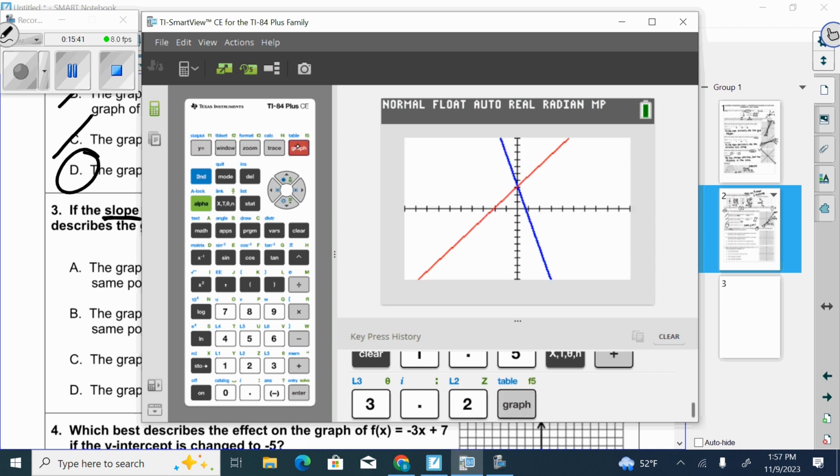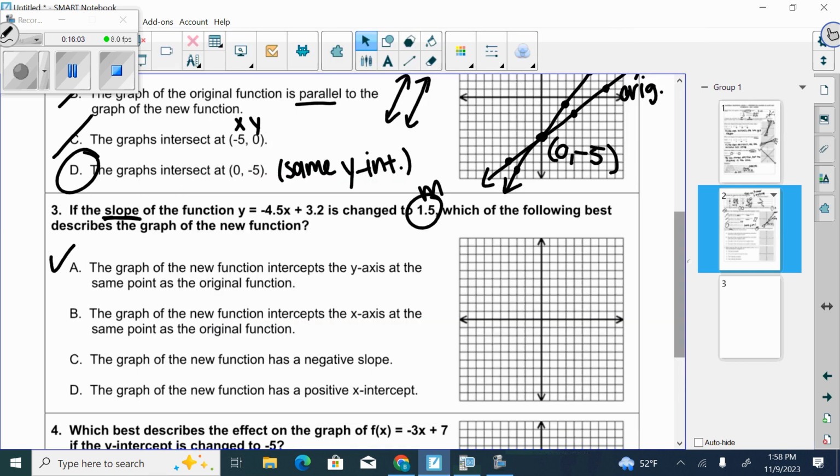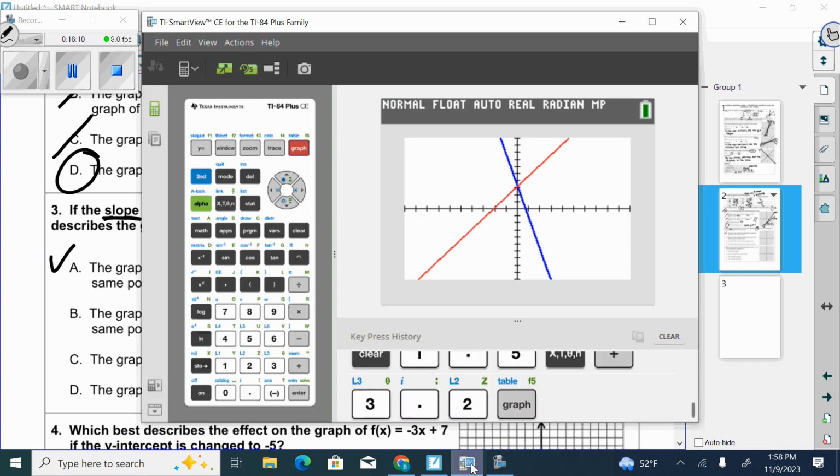And I'm going to graph those. All right, so this is what they would look like. Our answer choices say the graph of the new function intercepts the y-axis at the same point as the original. Well, if I look here, they do intersect my y-axis at the exact same point. So that is true. So that one sounds good so far. B says the graph of the new function intersects the x-axis. They do not intersect the x-axis at the same spot, so that can't be it.